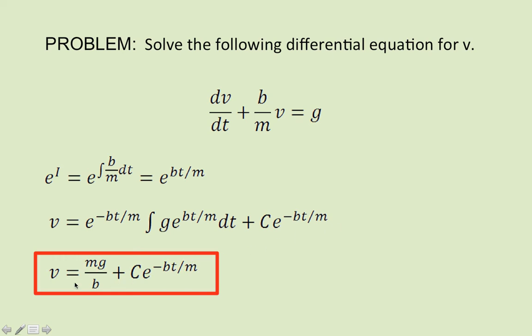Integrating gives us v equals mg over b plus a constant times e to the negative bt over m. Here the particular solution is mg over b, and our solution that solves the homogeneous equation, the complementary solution, is this second term. You should verify that this solution solves our differential equation. If you'd like more practice with solving differential equations using an integration factor, look in Chapter 8, Section 3 of Boas. With this tool in hand, we can now solve any first-order linear differential equation.